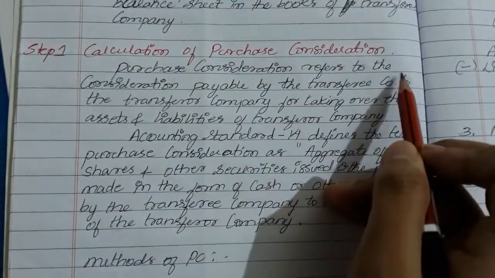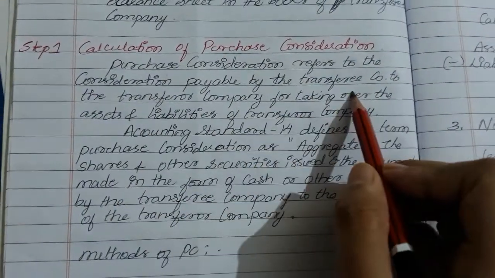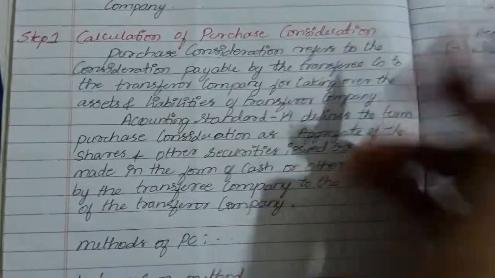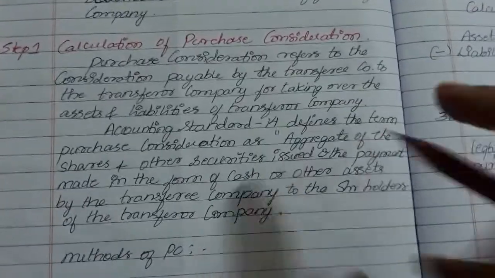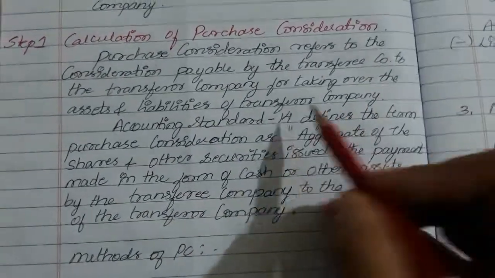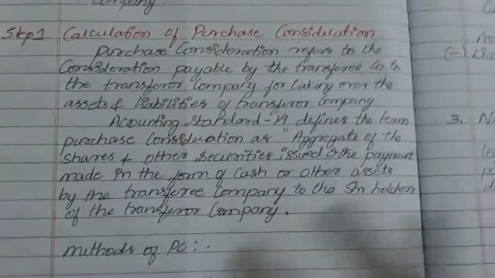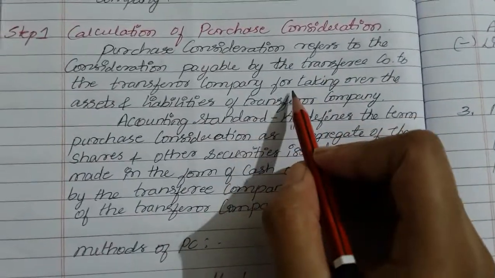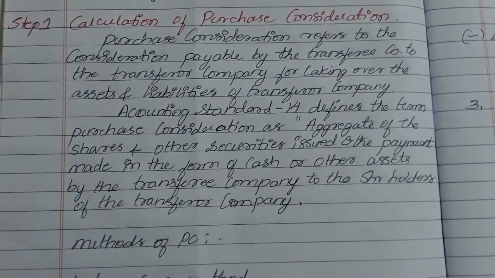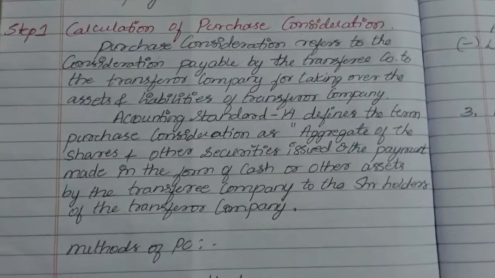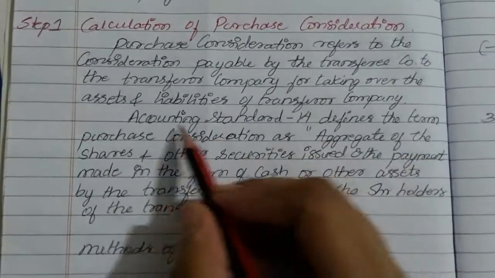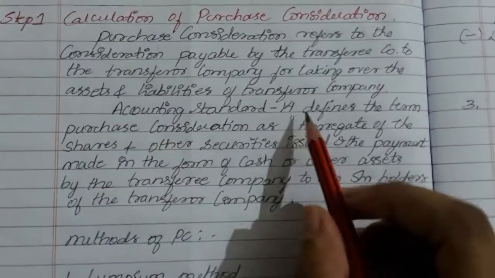Purchase consideration refers to the consideration payable by the transferee company to the transferor company. That is, what the new company, or the purchasing company, will pay to the company which is amalgamating, the old company or the vendor company. For taking over the assets and liabilities, the transferee company is paying some consideration to the transferor company. So this is the definition.